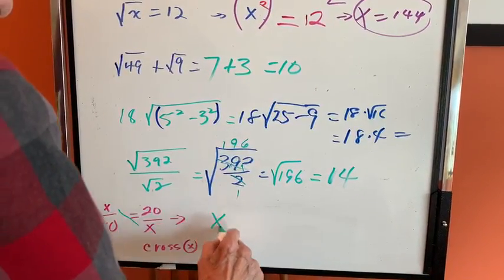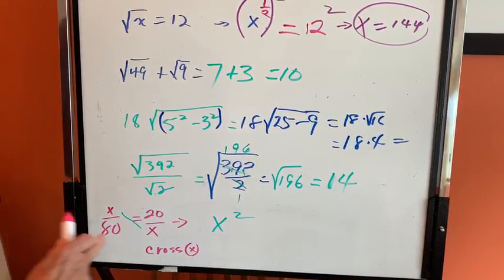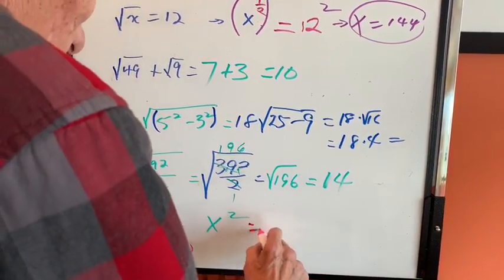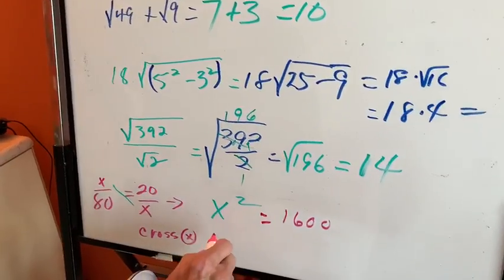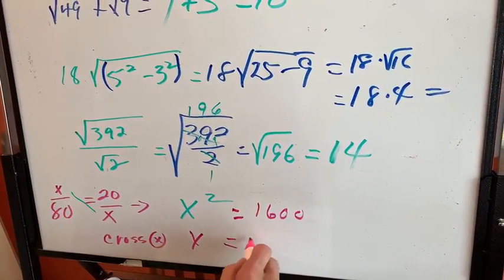The next one, cross multiply. This times this is x squared. And this times this, 8 times 2 is 16. Add 2 zeros. The square root of both sides, so x is going to be 40.